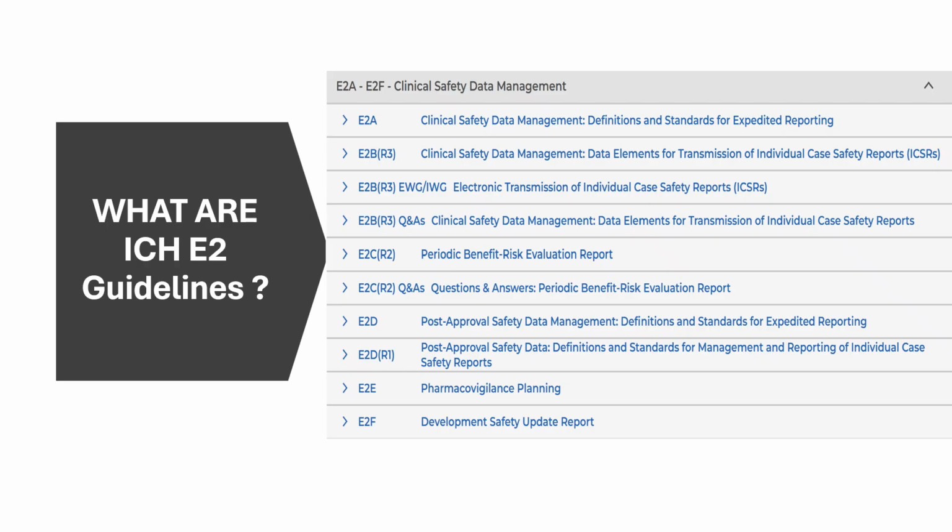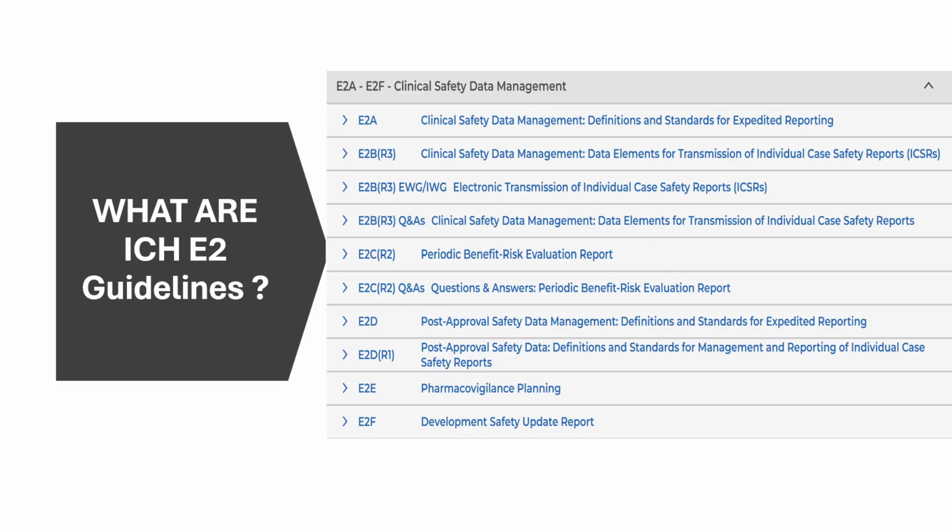Then we have E2B, which is electronic transmission of ICSRs, which sets the standards for the electronic or standardized and harmonized transmission of the safety reports. Then we have another major guideline as E2C, which is periodic benefit risk evaluation reports, that is PBRR. So this provides the guidance on submitting the regular, periodic, and comprehensive benefit risk assessment of the approved drugs. Next, we have E2D guidelines, which is post-approval safety data management, which covers the definitions and standards for reporting the adverse events after a drug has been approved for the marketing.